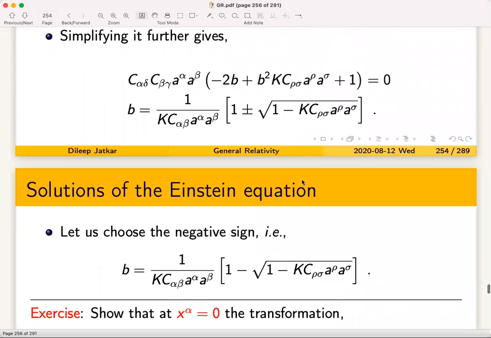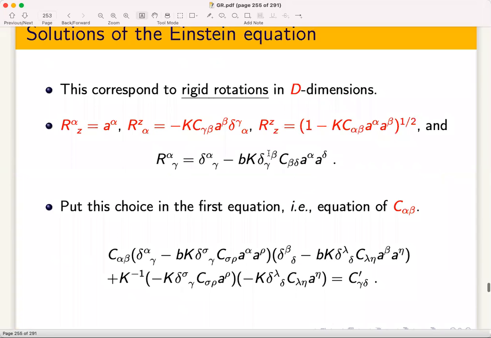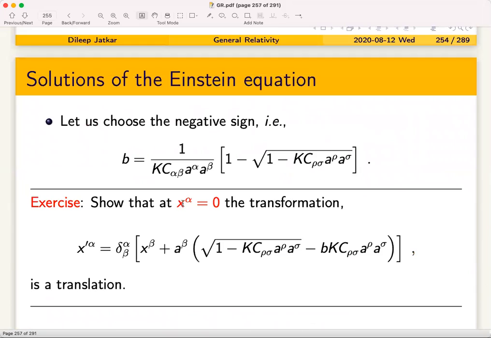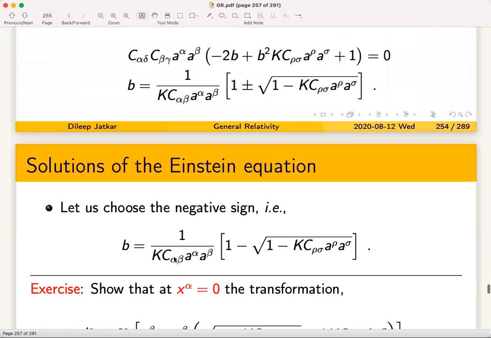Then there was this exercise, which is basically what I was trying to tell you, that if you take this transformation, then that corresponds to translation. That exercise corresponds to the following statement, that if you are at the origin, then this transformation is what we are looking at.